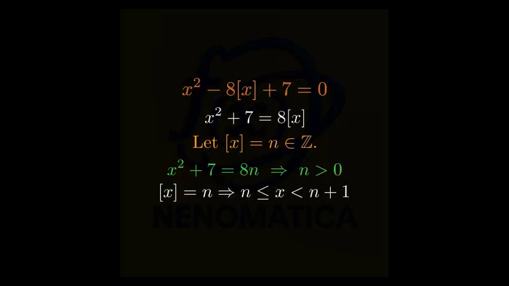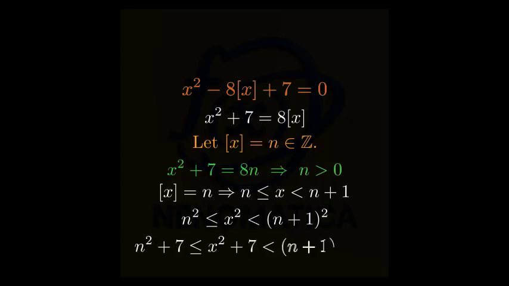Since n is positive, squaring preserves order. n squared is less than or equal to x squared, and x squared is less than n plus 1 squared. Add 7 across the inequality to match x squared plus 7. Now substitute x squared plus 7 equals 8n to get bounds purely in terms of n.